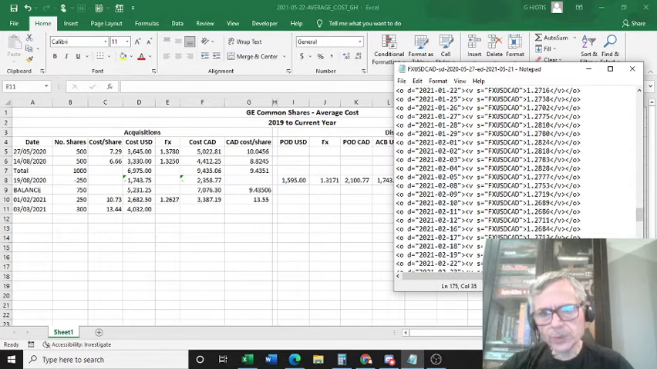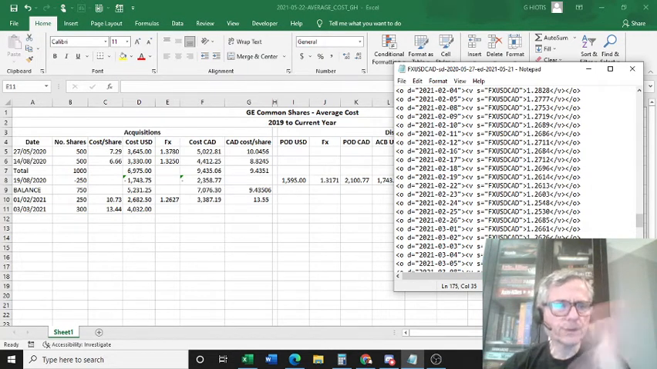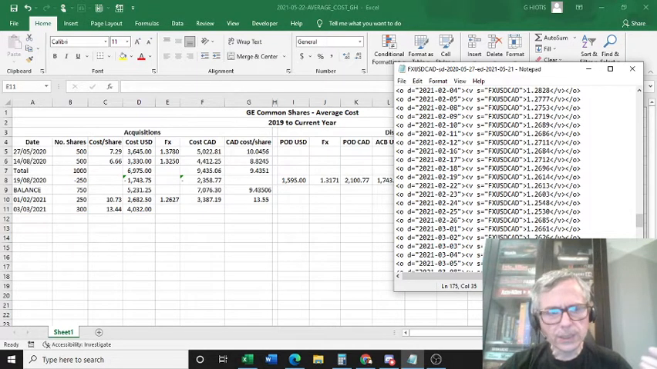This is a good practice to do while you are accumulating and selling shares throughout the year. Don't wait until March 31st of the following year in 2022 to do this for your tax return. Keep a record, do it as you go along. It'll save you time in the end. All right, $1.2631. Stronger Canadian dollar.